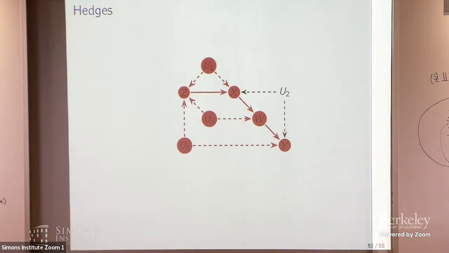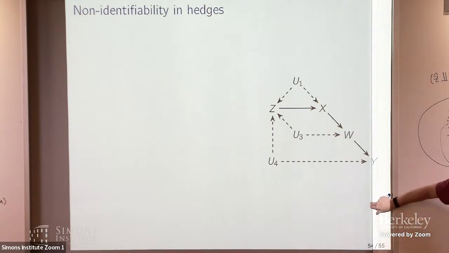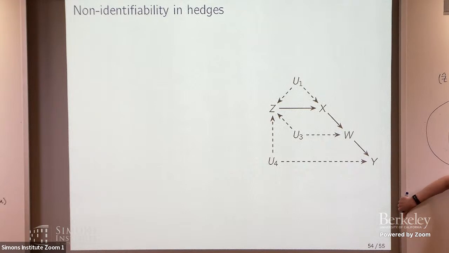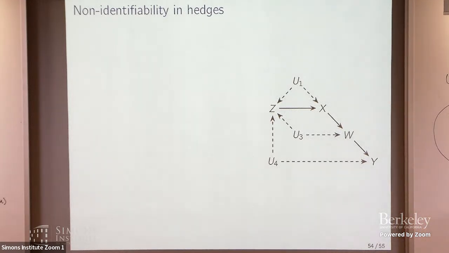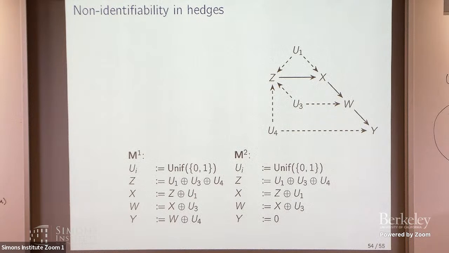So how does this show non-identifiability? First I'm going to expand out the bidirected edges to explicitly show the hidden variables. I'm going to drop this extra bidirected edge. And now I'm going to describe two models that generate the same observable statistics that nevertheless produce different results for the causal effect. And that is a proof that it's not identifiable. So what are the two models? I need to specify how the U variables are distributed, and then I need to give functions computing all the other variables based on their parents.